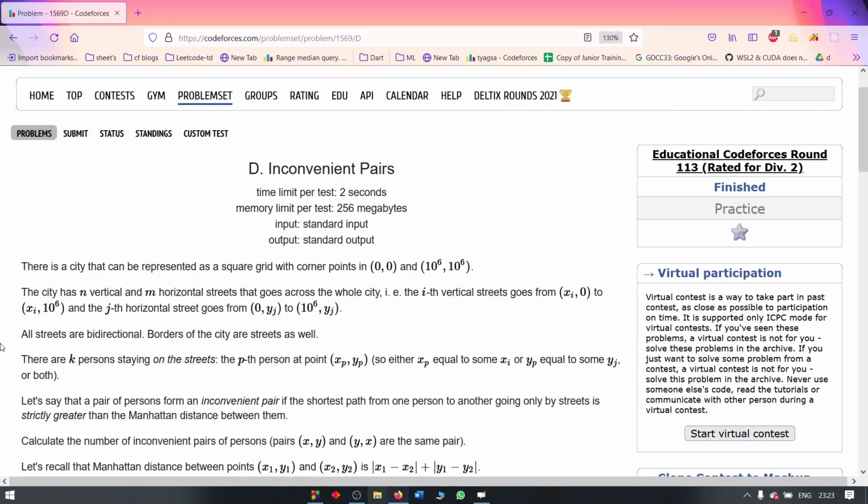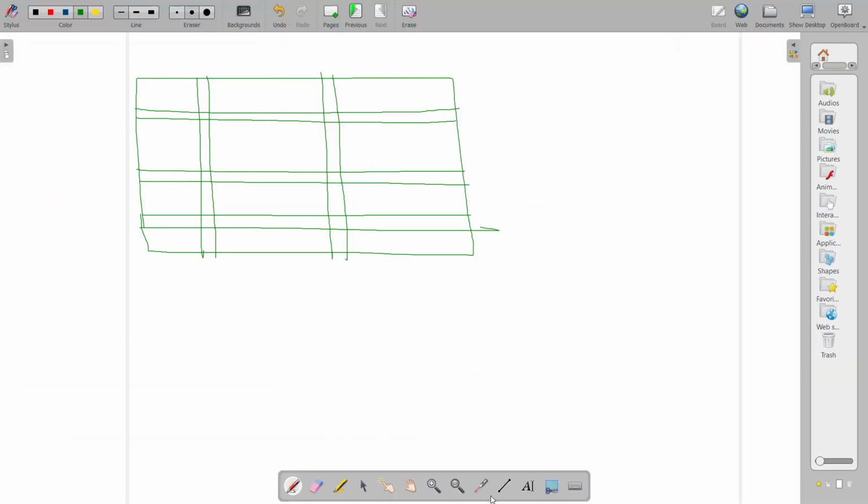Okay, so I'll be explaining problem D, inconvenient pairs. So what does the problem say? You are given a grid, and the coordinates of the grid are from 0, 0 to 10 to the power 6, 10 to the power 6. This grid consists of roads, and these roads are vertical and horizontal.